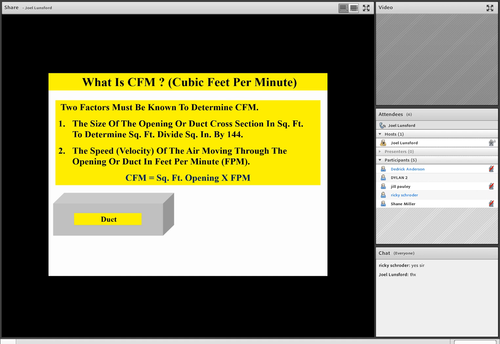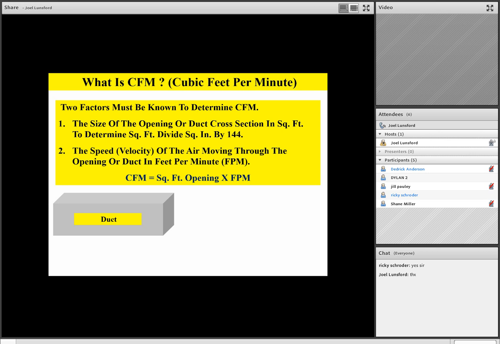Thank you. So two factors have to be known to determine CFM, team. Number one, we need to determine the size of the opening or the duct cross section in square feet. Now remember, we always have to get to square feet. So we're going to measure the duct opening in inches and then divide by 144. This division by 144 will always get us to square feet.